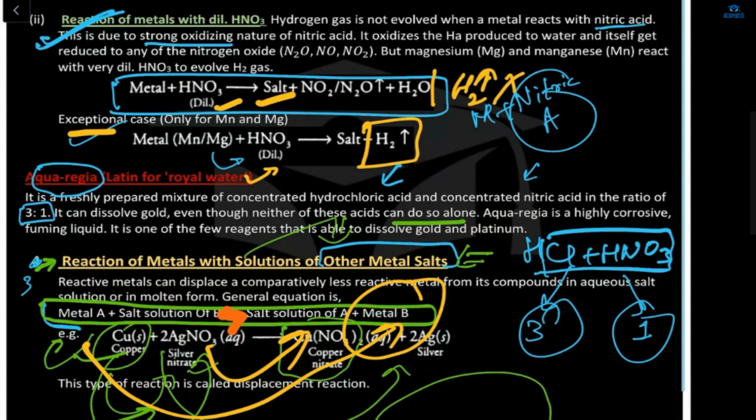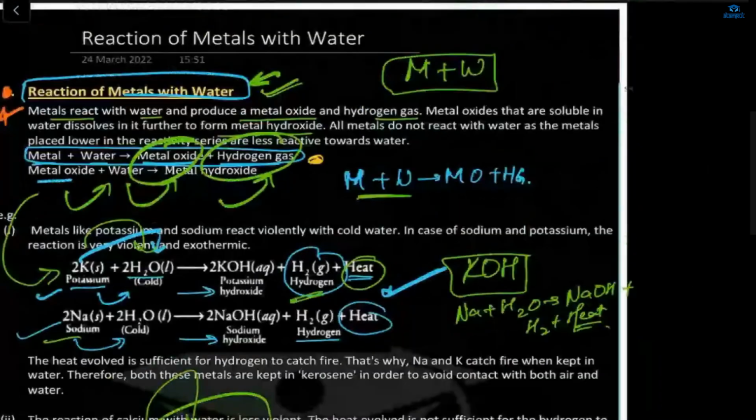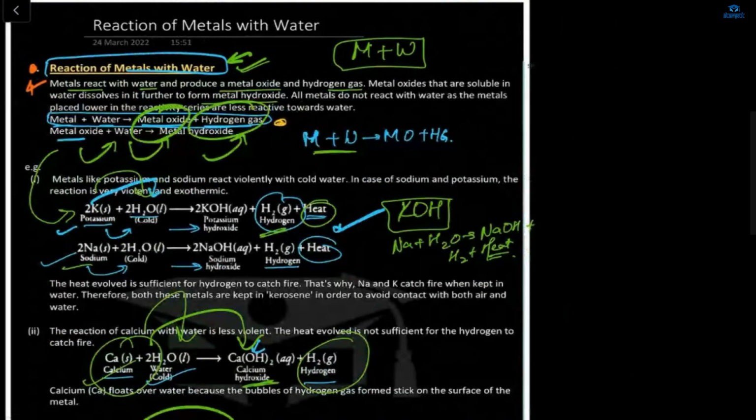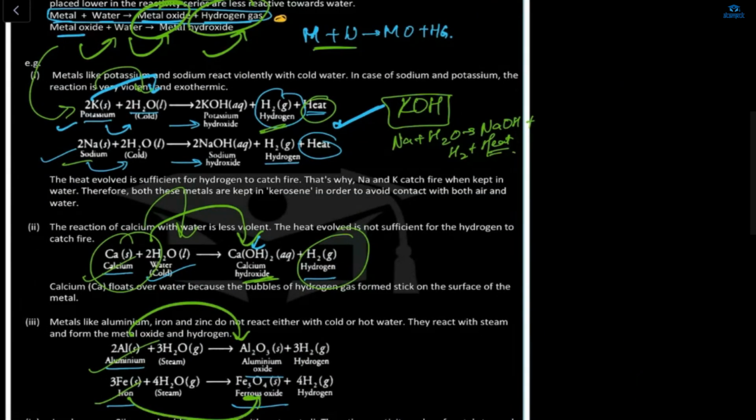Here, if copper is combining with your silver nitrate, in the output the copper will combine with the nitrate and Ag will be alone. Second, there are various reactions. Okay, so Ria, please make notes according to the reactions. It will be easy for you at the time of the exam. Reaction of metal with water: if metal combines with water, it will give you metal oxide and hydrogen gas. The same you can write for various other metals. Here it is for potassium, sodium, calcium, aluminium, iron.